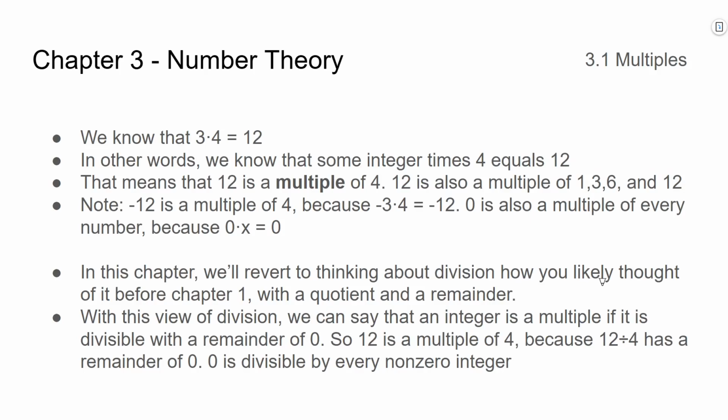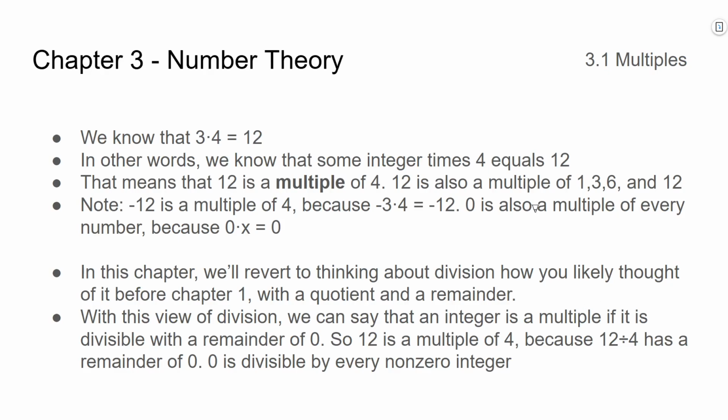So, moving on to 3.1, multiples. So, for multiples, first of all, we know that 3 times 4 is going to equal 12, and that means that some integer times 4 is 12. So that means that 12 is a multiple of 4. So 4 is a multiple of 4, 8 is a multiple of 4, 12, 16, 20, 24, everything that you can make with 4, with multiplication, is a multiple.